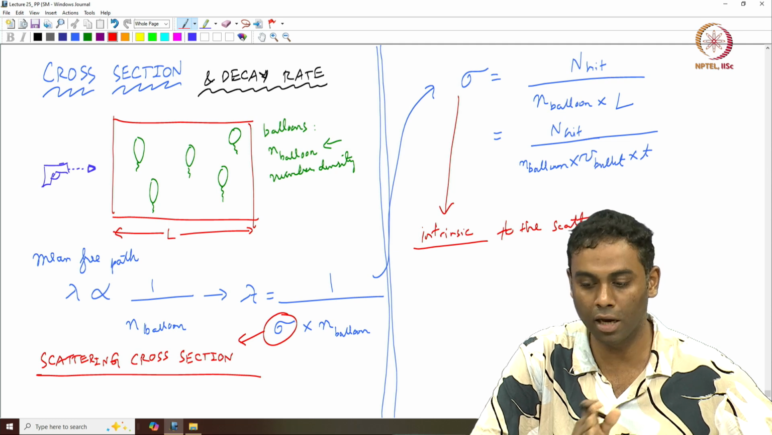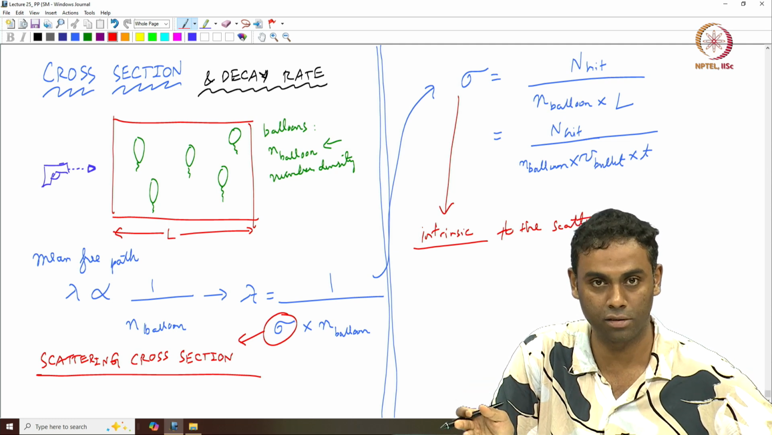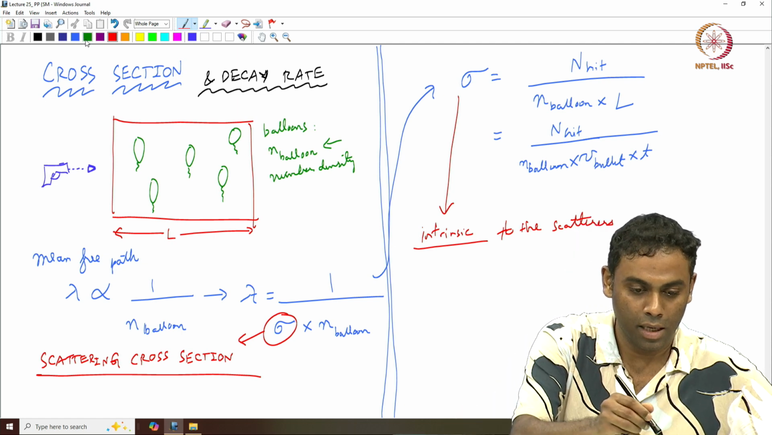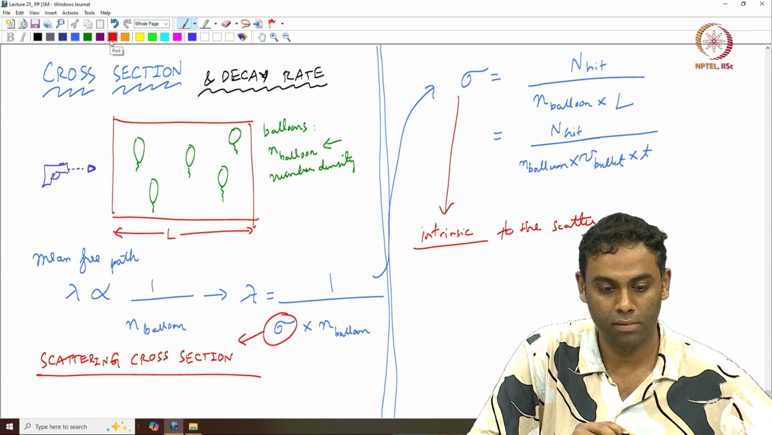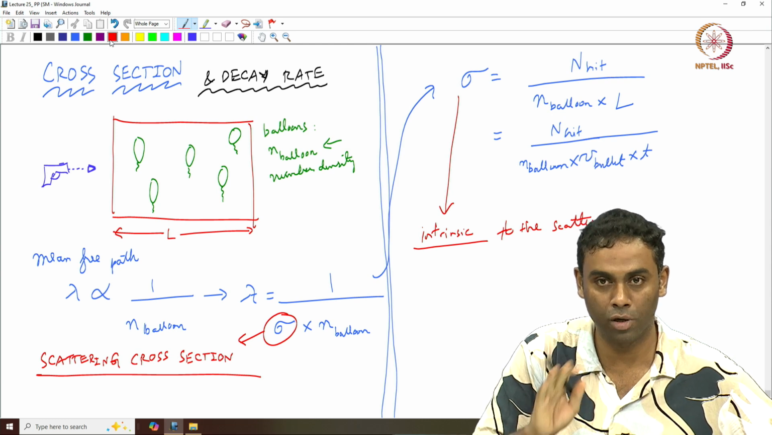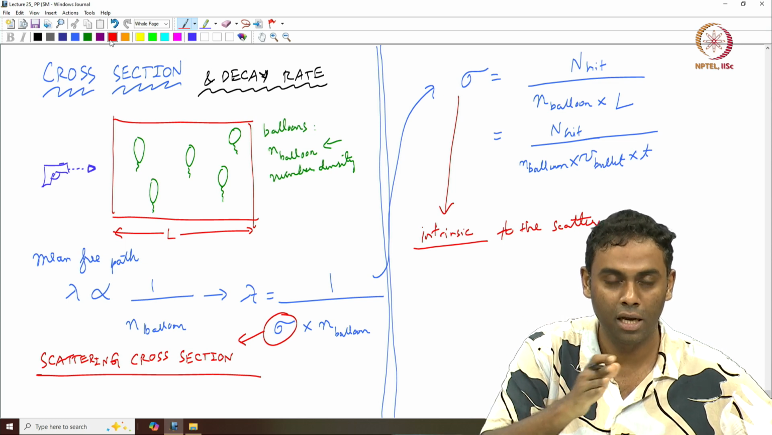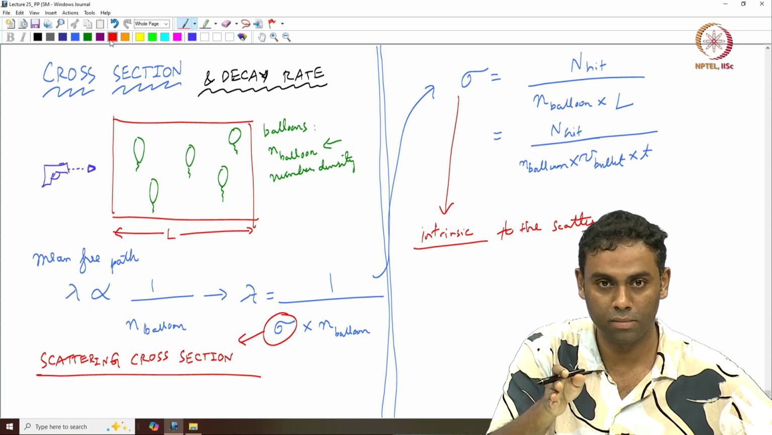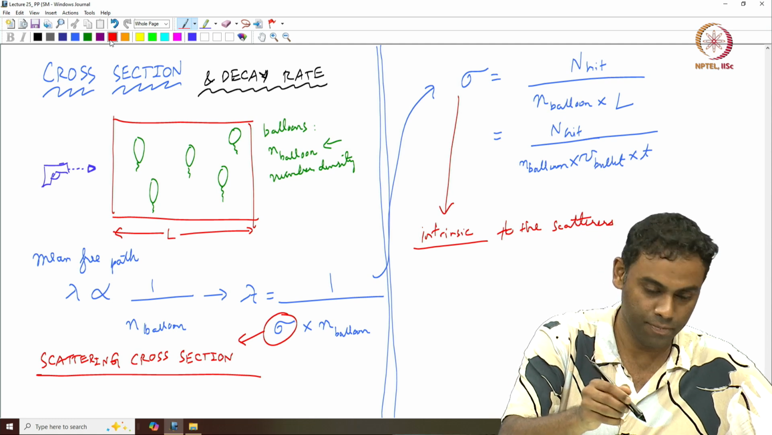If the bullet had been really large, maybe the cross section would have been larger. Similarly, if the balloon had been large, the cross section would have been larger, right? And if either was small, then the cross section would be smaller, right? So that was intrinsic. This was not in your hands. You are finding out some intrinsic property of interaction between the bullet and the balloon. Okay, so the cross section is not in your hands. That is the point here.